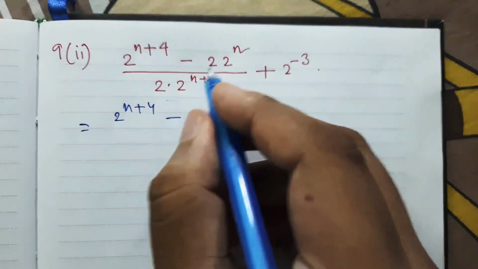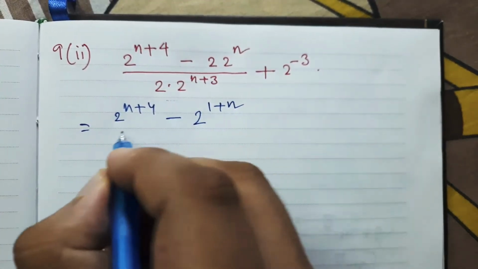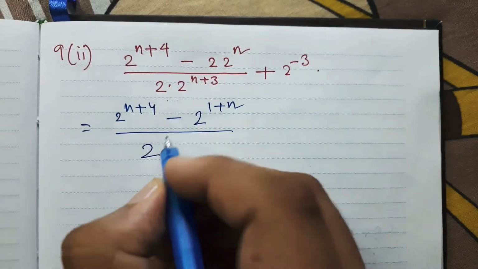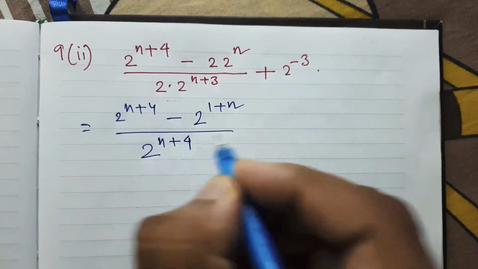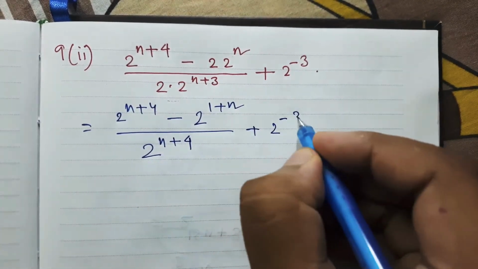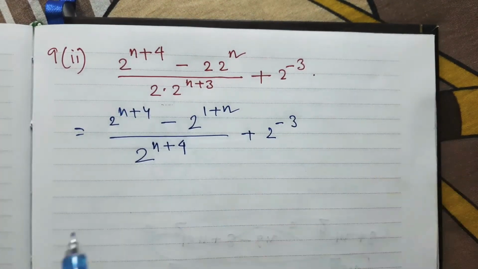So 2 to the power 1 plus n. Okay, and then here in the denominator 2 to the power 1 plus n plus 3, so n plus 4, and this 2 to the power minus 3 is already there.